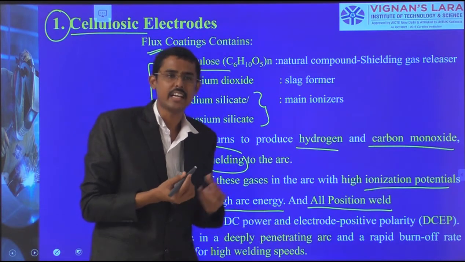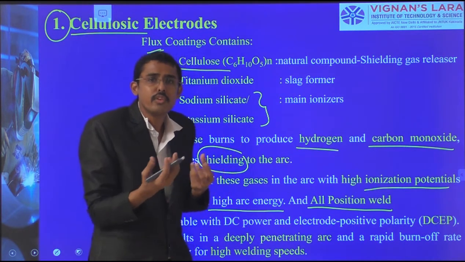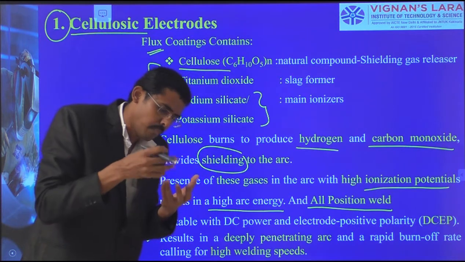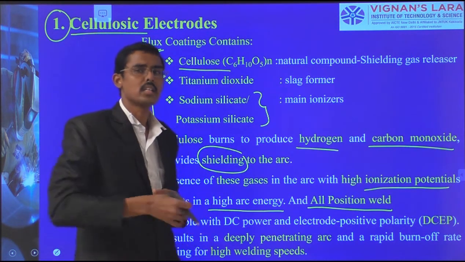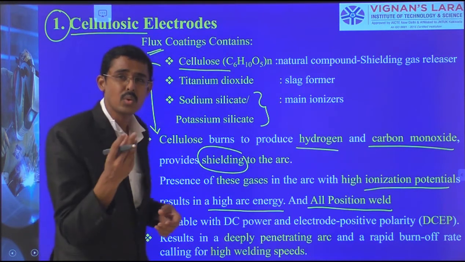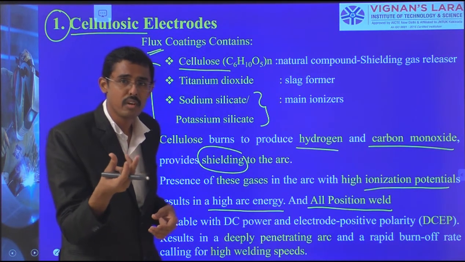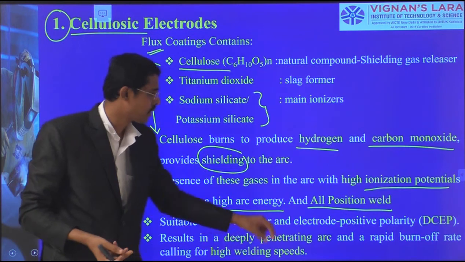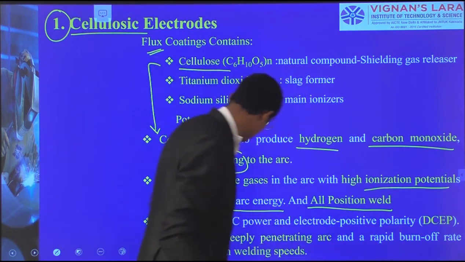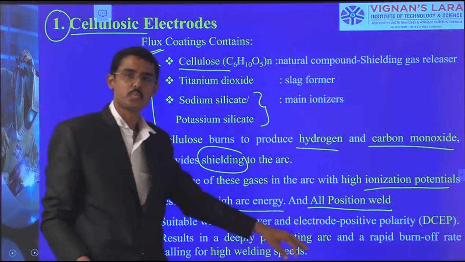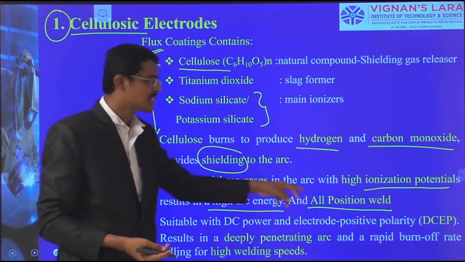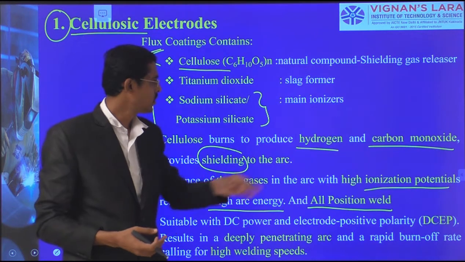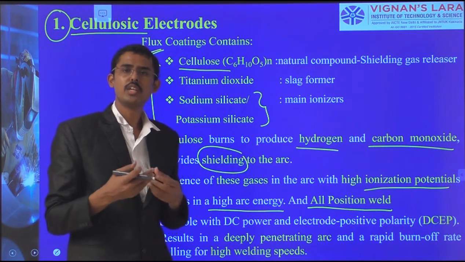If high heat and high melting occur, we get good fluidity, and therefore we can go up to the root gap and weld it. So deeper penetration, deeper fusion, up to the root gap. The root gap has to be filled. That will be helped by the deeper penetration arc and rapid burn off rate, giving high welding speeds. What is it? We are told arc stability is there due to the good formation of shielding gas.